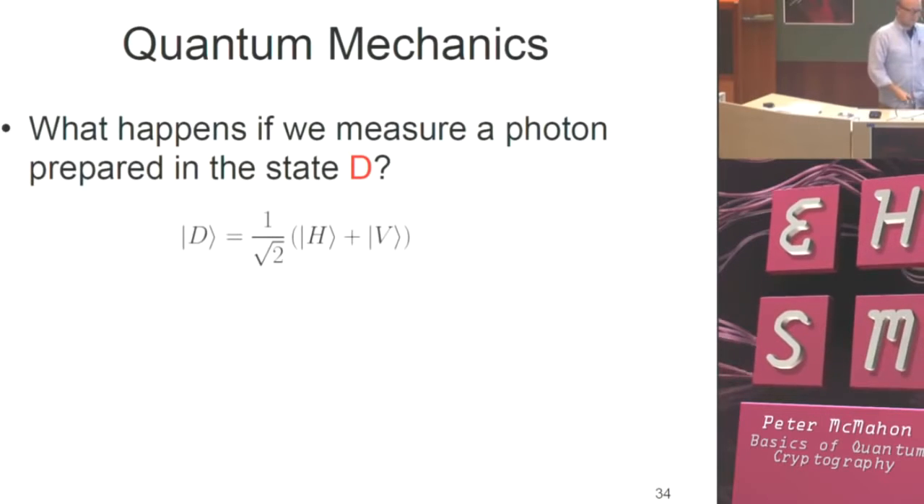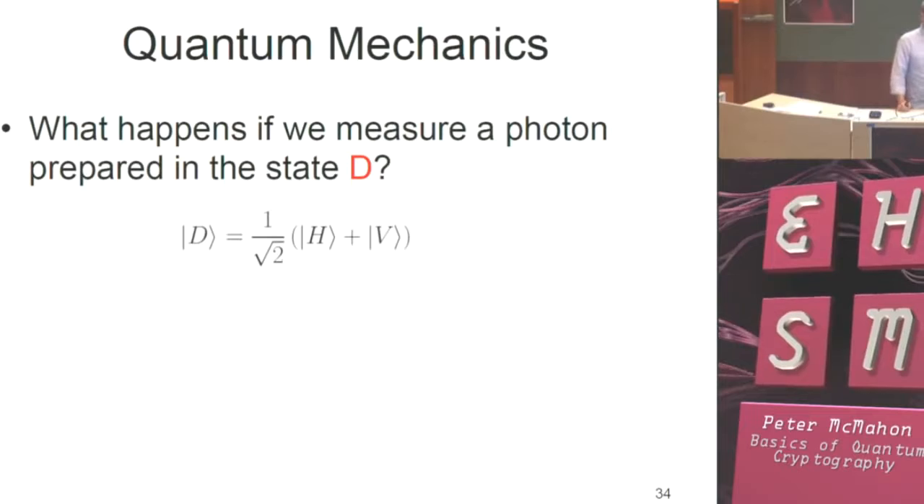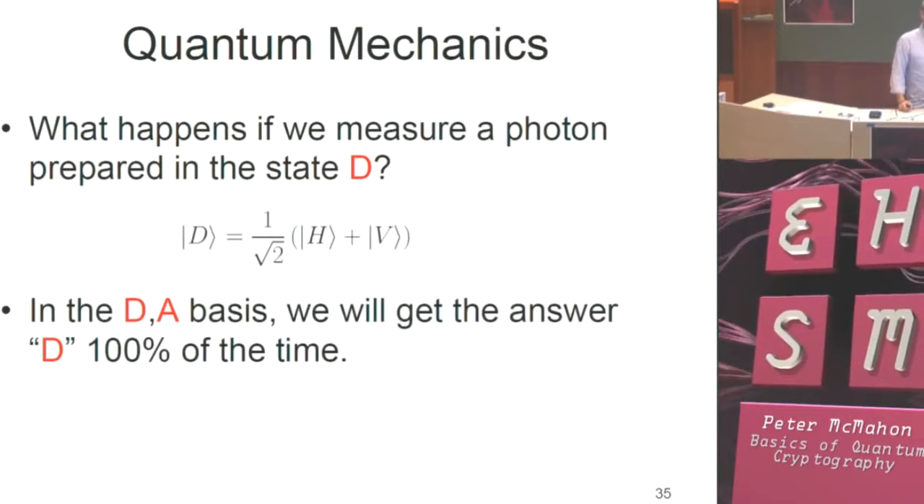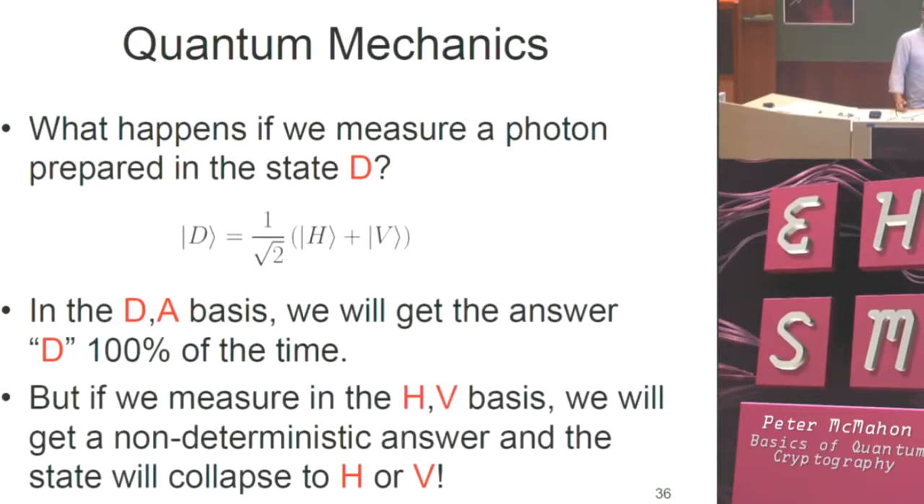So what happens if we measure the polarization of a photon that's prepared in the state D? If we ask this state, are you D or A polarized, you'll get the answer D 100% of the time. But if you ask it whether it's H or V polarized, you will get a non-deterministic answer. You'll get H 50% of the time and V 50% of the time.